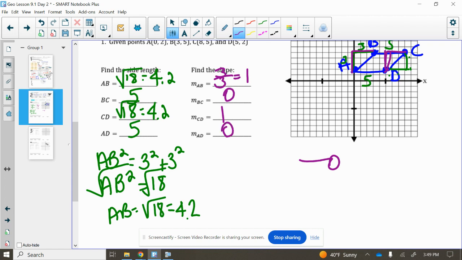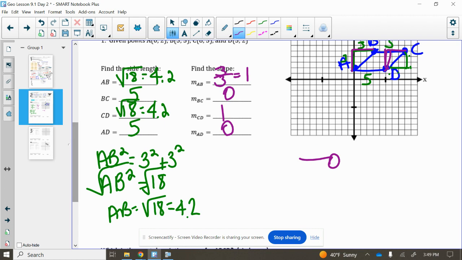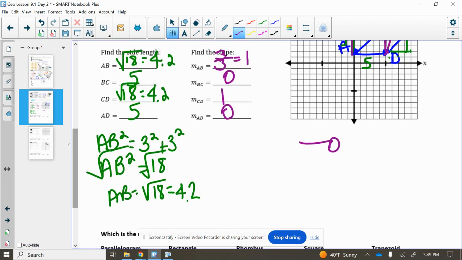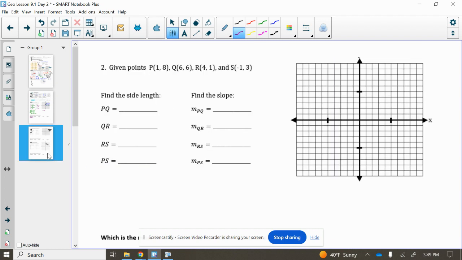So what we're noticing on this picture is that all 4 sides are not necessarily congruent to each other, right? These are not all the same. And we do not have any perpendicular slopes. 1 and 0 are not opposite reciprocals. So the best name we can give this figure is a parallelogram. All right, let's try another example on the next page.